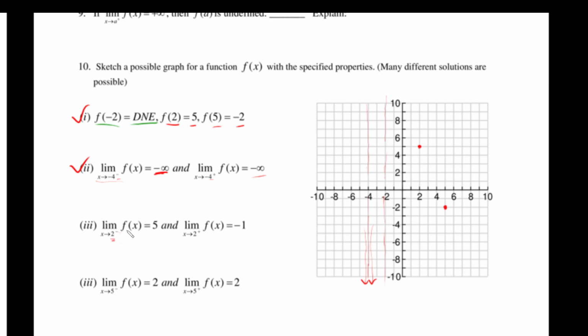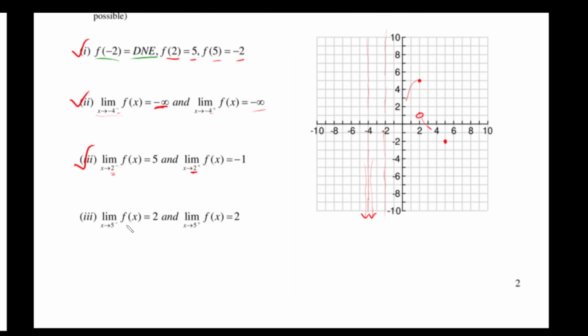As x approaches 2 from the negative side, it will equal 5. So let's look at 2, and it'll approach our 5 value right here. So we'll just connect this. And then as it approaches from the positive side, it'll approach 1. So let's draw a hole here, because one x value can't have multiple y values. We'll just connect this here. So these are done.